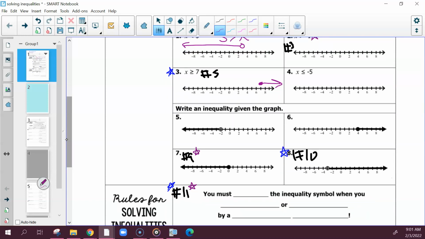For number 5, now we have an inequality drawn and we need to write the inequality for it. We know it's open, so it has to be strictly less than or strictly greater than. It's pointing to the left. Would it be less than or greater than? Less than. So x is less than -2.